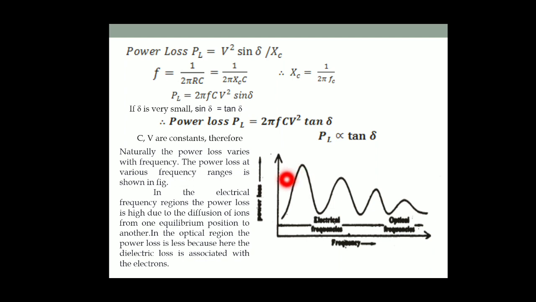In the electrical frequency regions, the power loss is high due to the diffusion of ions from one equilibrium position to another. In the optical region, the power loss is less because here the dielectric loss is associated with the electrons. The power loss value becomes PL directly proportional to tan delta.